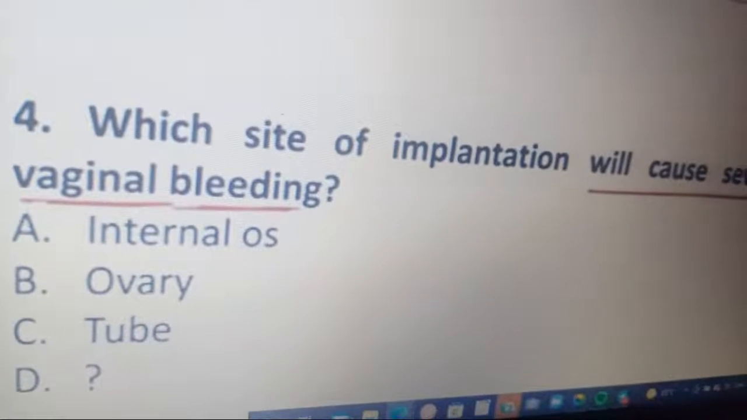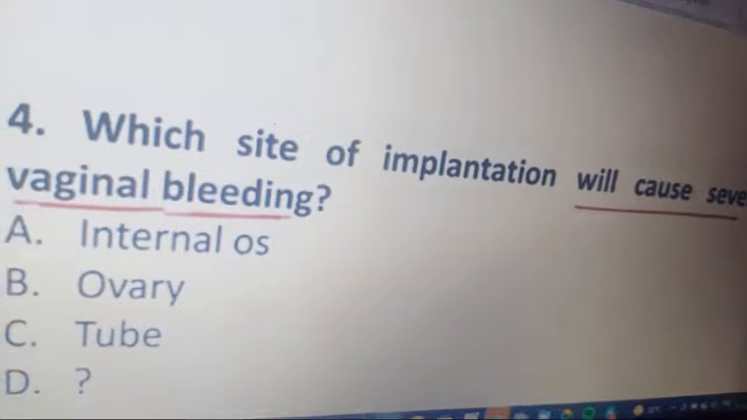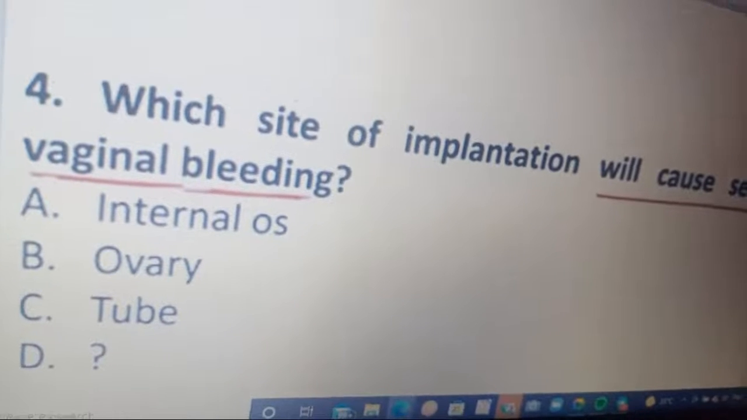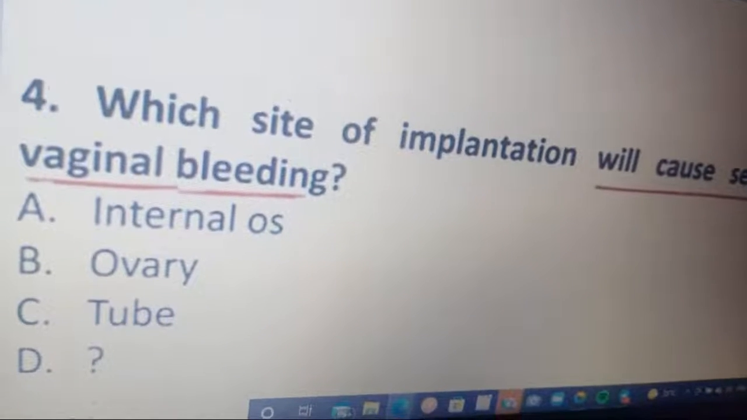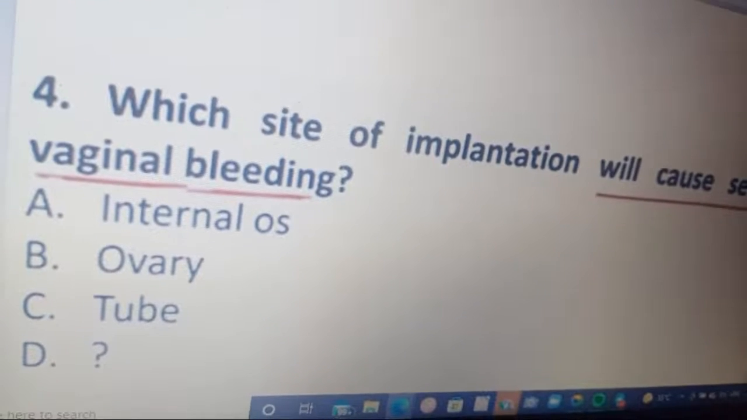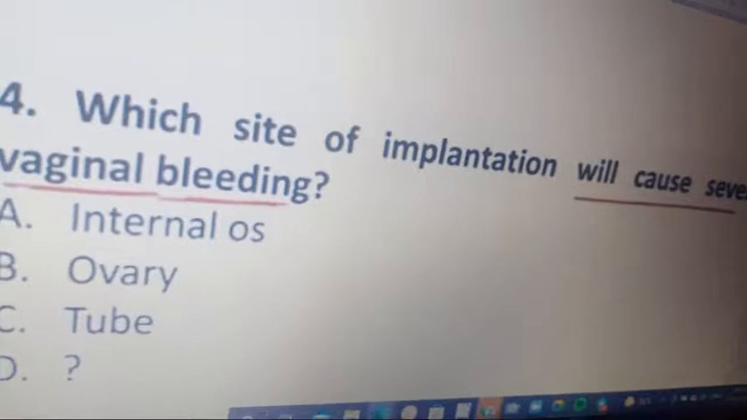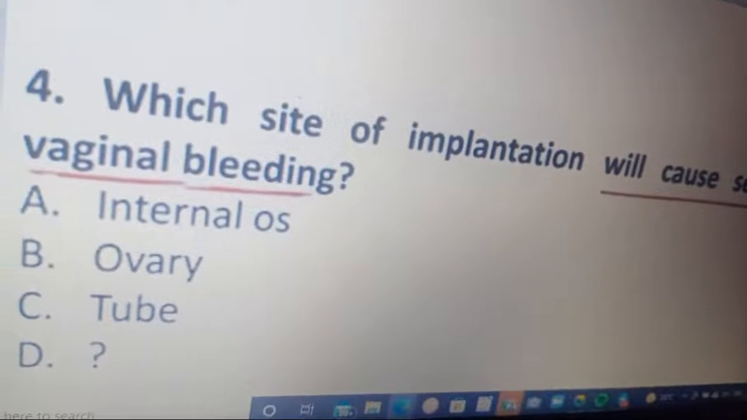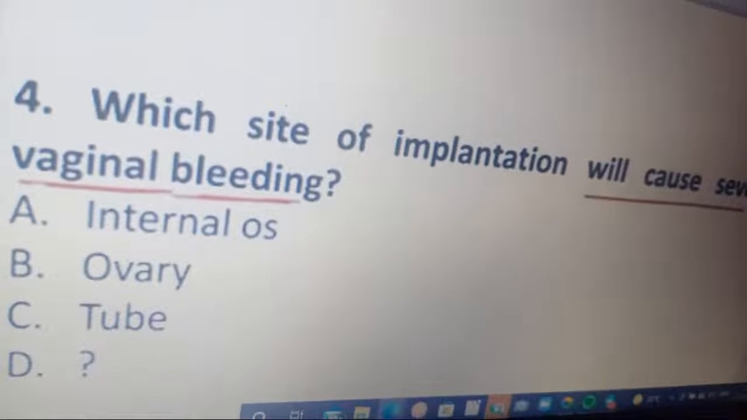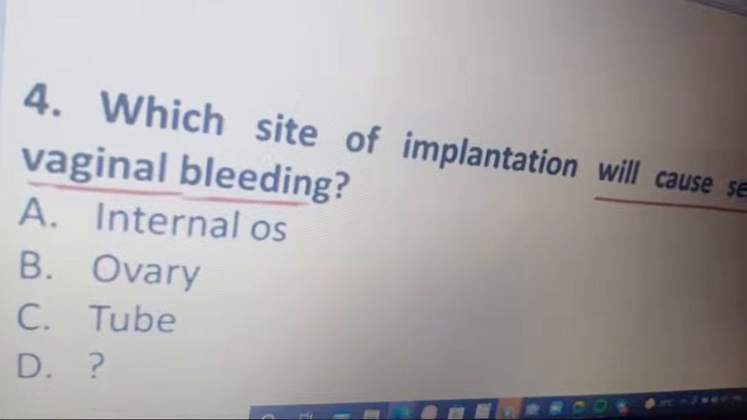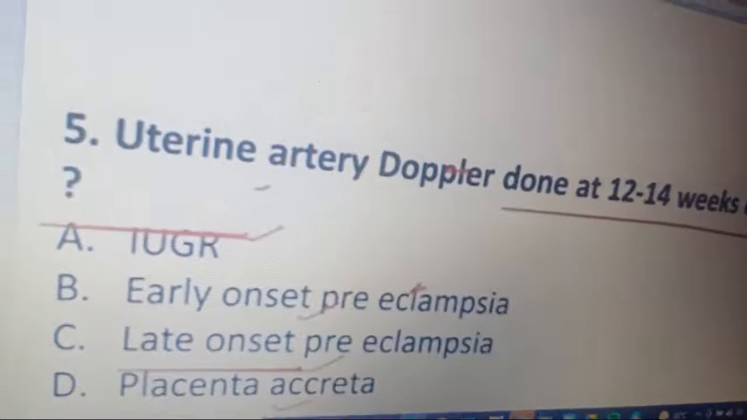Next question: which site of implantation will cause severe vaginal bleeding? Here vaginal bleeding is given. Ovarian, tubal, or abdominal implantation will not cause vaginal bleeding. It will cause abdominal hemoperitoneum. So the answer here will be internal loss.